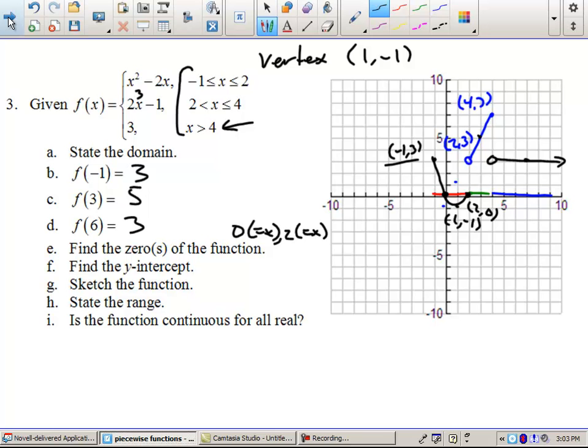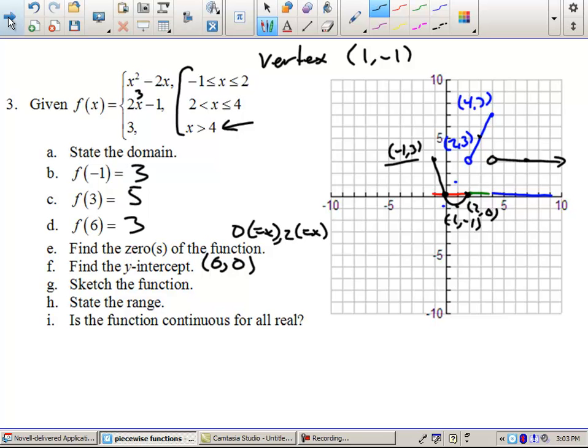Okay, I found the zeros of the function. I found these two. You can easily look at the graph and see those are the only two zeros of the function. So I'm finished. What is my y-intercept? Well, if 0 is a zero, then my y-intercept must be the origin, (0, 0).